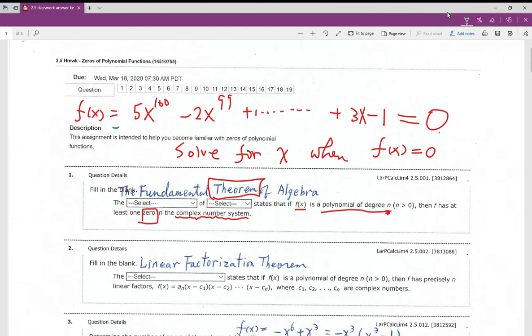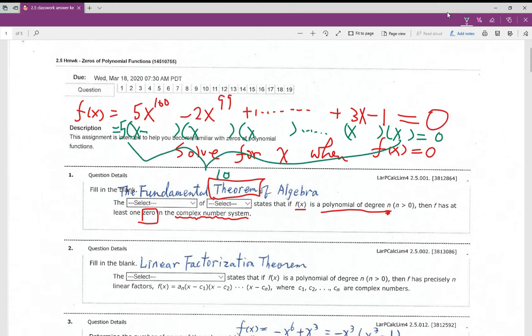So, assume you are able to factor into many factors. When you are able to factor into 100 factors, the solutions are a1, a2, a3 up to a100. So if you are able to find 100 solutions, it means you have 100 factors.